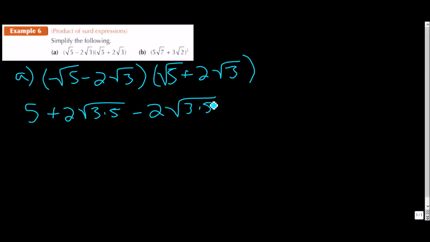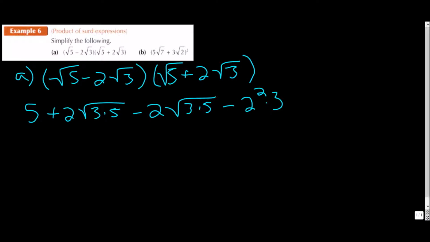And then lastly, we have negative 2 square root of 3 times positive 2 square root of 3. So what we end up with is a negative 2 squared, because we got 2 multiplied by 2. And then we have square root of 3, and square root of 3 makes times 3. So that's how that frees up. Right? We can stack things pretty easily that way.